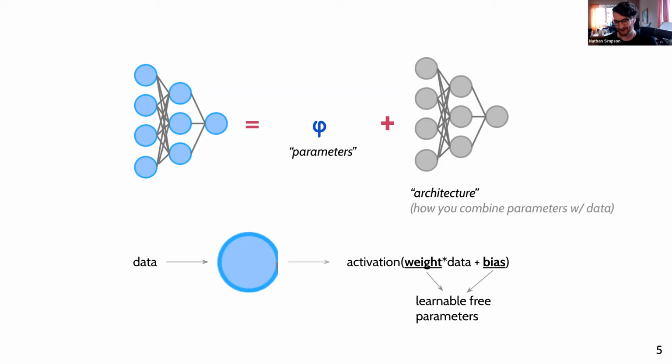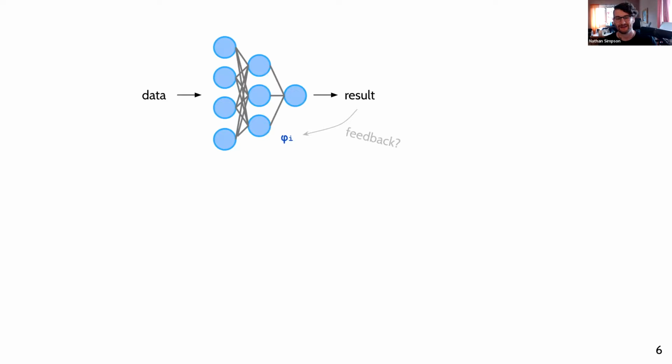And then you might say, okay, well, how does this thing learn? Because it will produce a result. The fact that we have one ball at the end there means we'll get a single number as the output of whatever neural network this is. I guess there are four inputs. Maybe it's like a four vector or something. So how do we tell the network that it's doing well? Well, we need some kind of feedback mechanism from the result to the phi i if we're doing this in an iterative way.